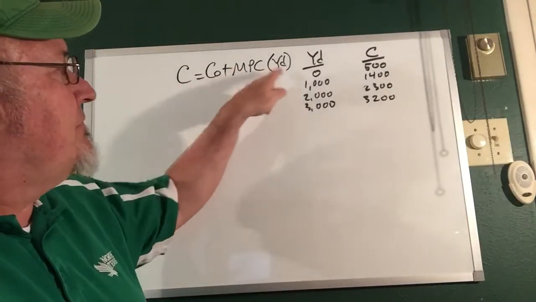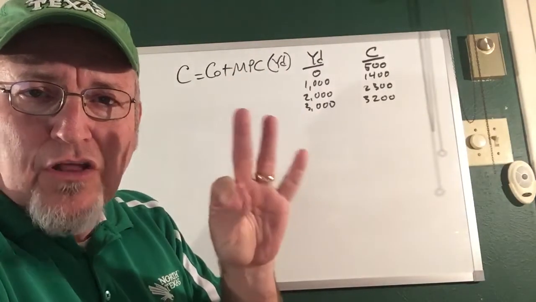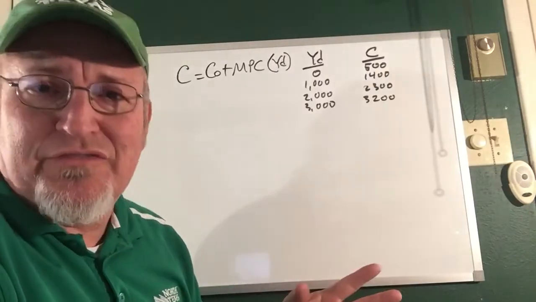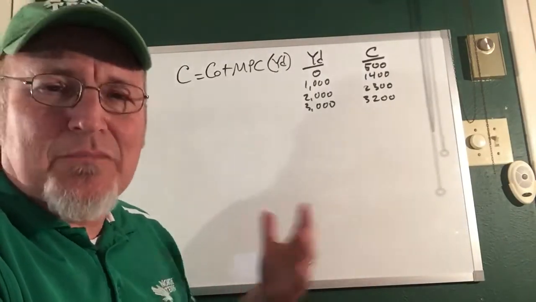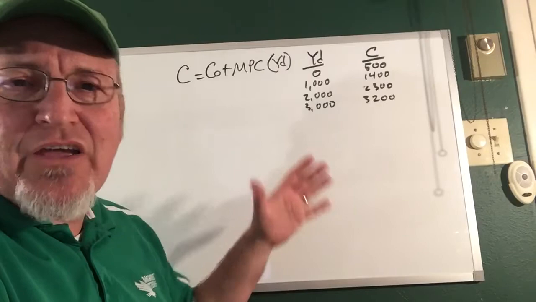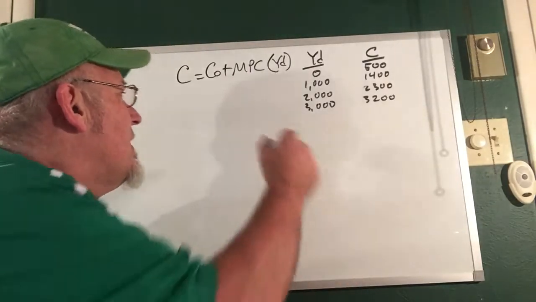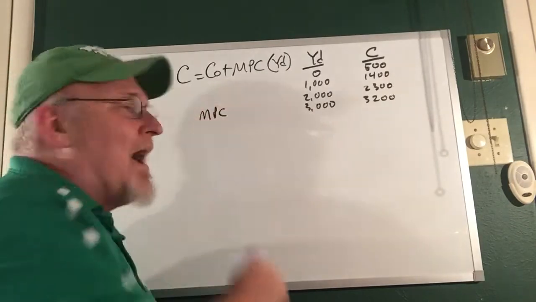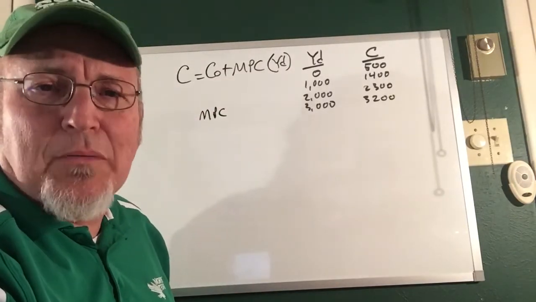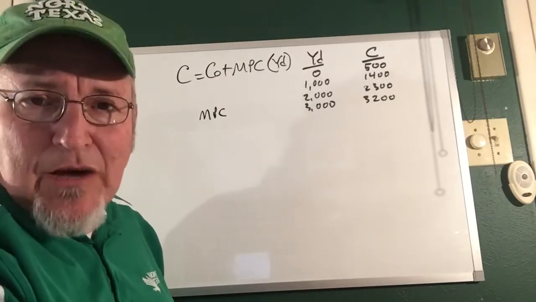So here's the good news. There are 4 components, and so long as you have 3 of the components, you can always figure out the 4th component. So let's talk a little bit about how to navigate and figure our way around this consumption function. The first is MPC. How do I figure out MPC, my marginal propensity to consume? Well, there's a couple of different ways.